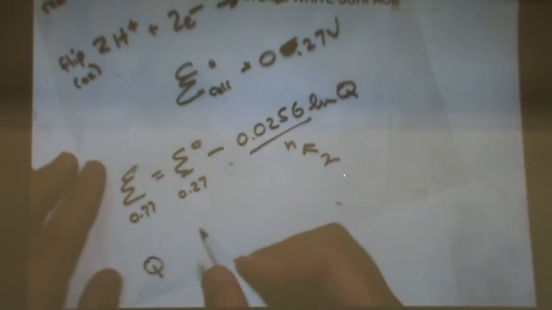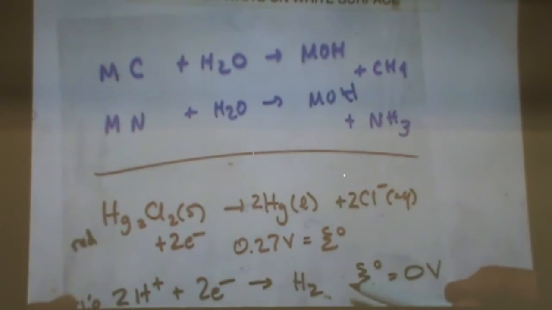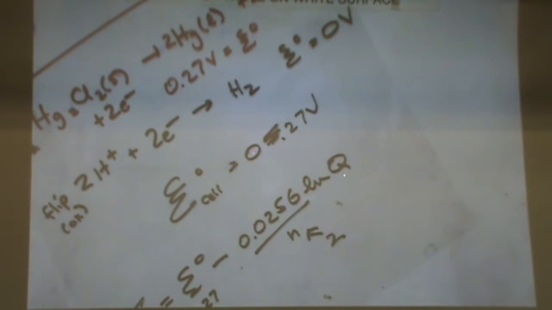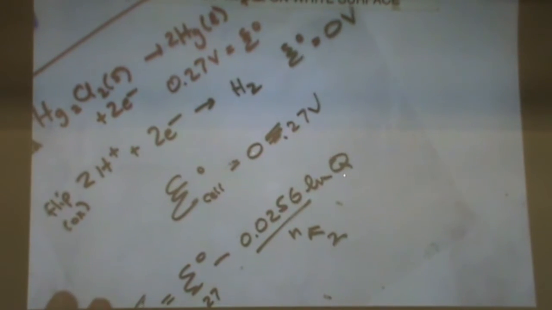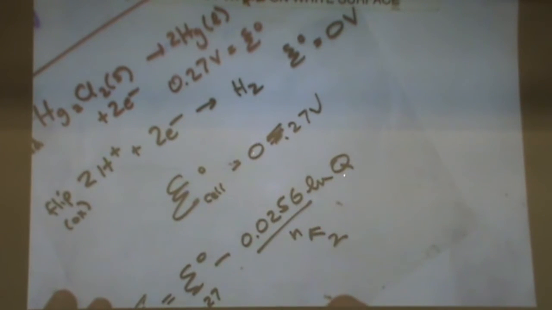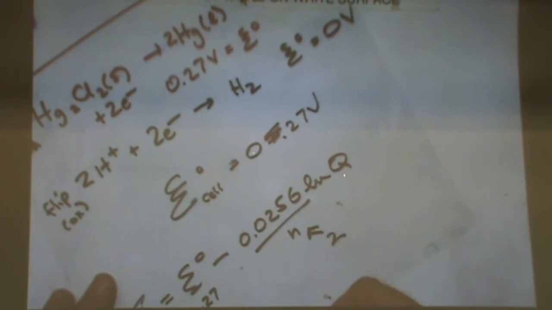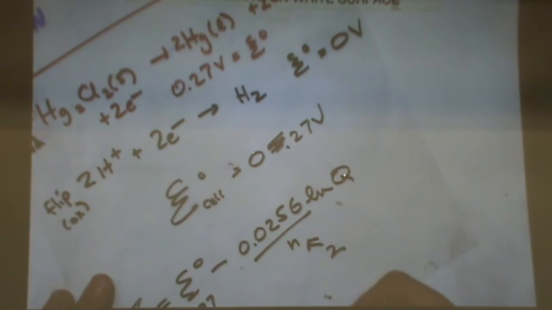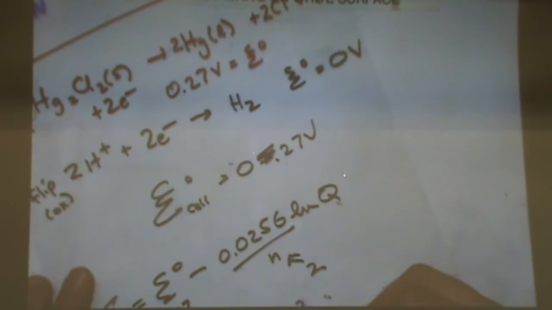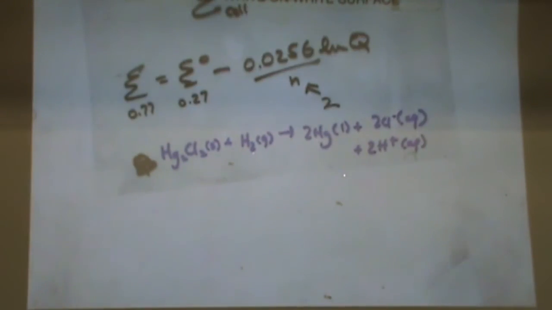Q, really I need the whole reaction, so let me write the whole reaction out. So I'm going to flip this and add them. And I'll write that down here. Let's do a different color. Just a little change. Hg2Cl2, that's a solid, plus H2 gas goes to 2 mercuries, liquid, plus 2 Cl's, aqueous, plus 2H+, aqueous.